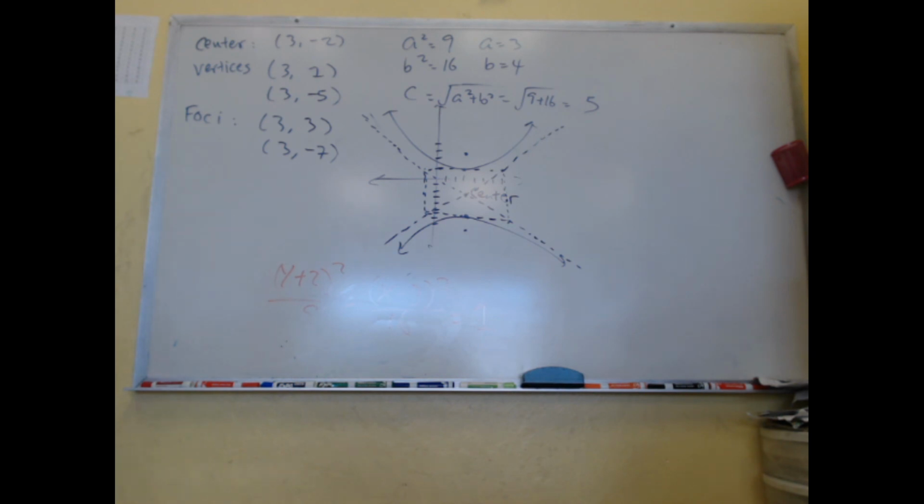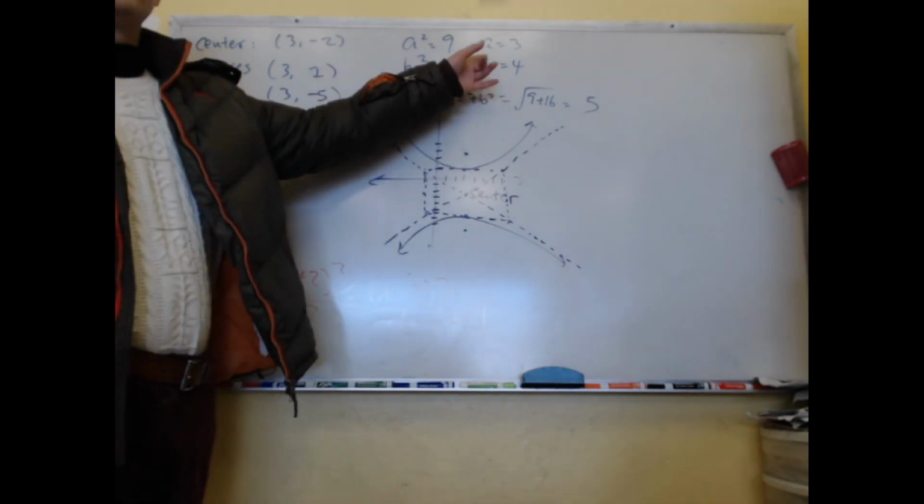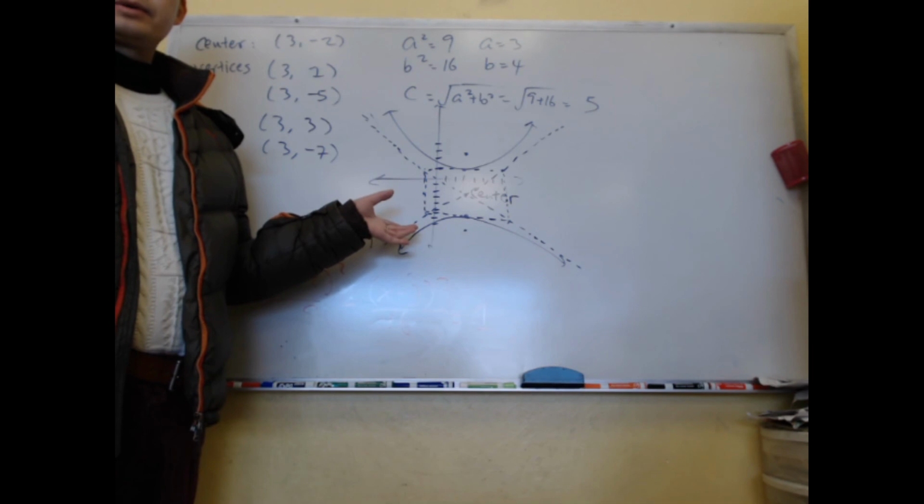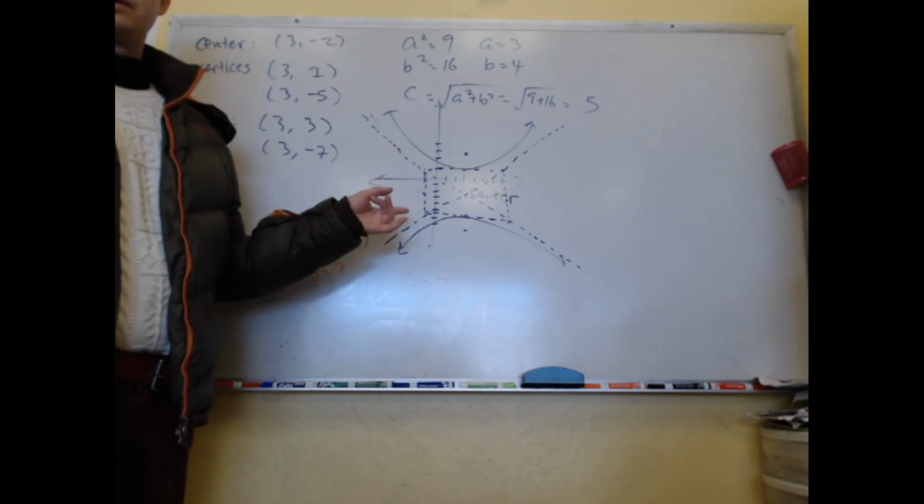So anytime that you deal with this, the value of b is very important, because it shows either the width of the imaginary box or the height, right?